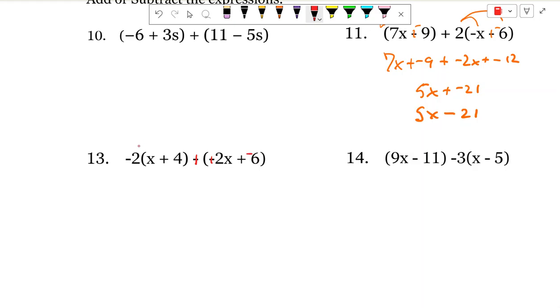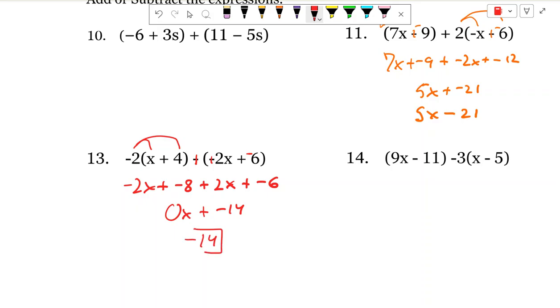Now, I will start here in the beginning. Negative 2x, negative 8, 2x plus negative 6. I'll add my like terms together. Negative 2x and 2x would be 0x, and negative 8 and negative 6 would be negative 14. Now 0 times x, or 0 times anything, that's the zero property of multiplication, it wipes out the x. And so all that I have left over is just negative 14.